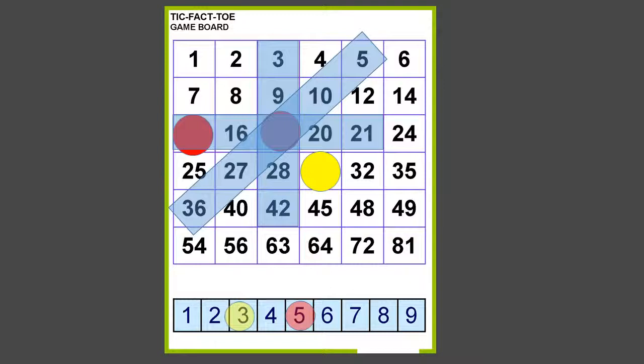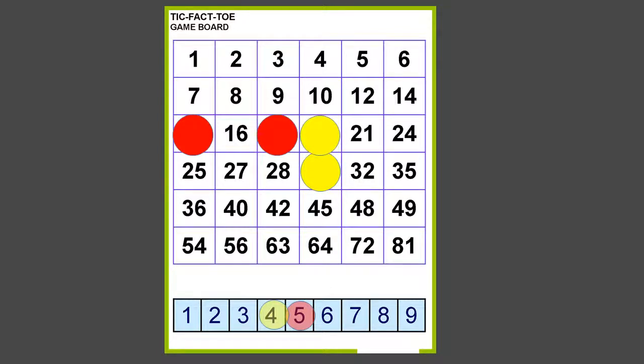Now it's the yellow player's turn. And they have the 3 and the 5, so they're going to think, what can I cover? It's either a multiple of 3 or a multiple of 5. And let's say they move the 3 over to the 4 and they get 20. So they're going to cover up that 20, which also blocks the red player from getting 4 in a row, because now they cannot get the 4 in a row.